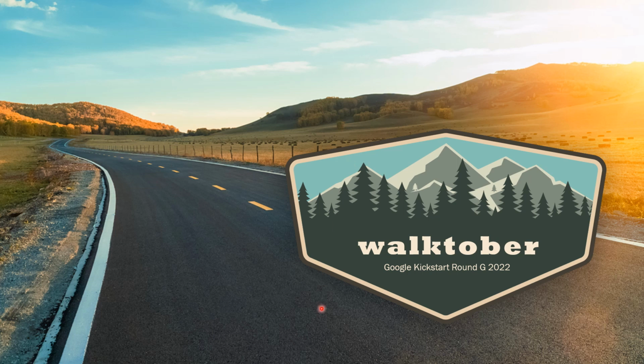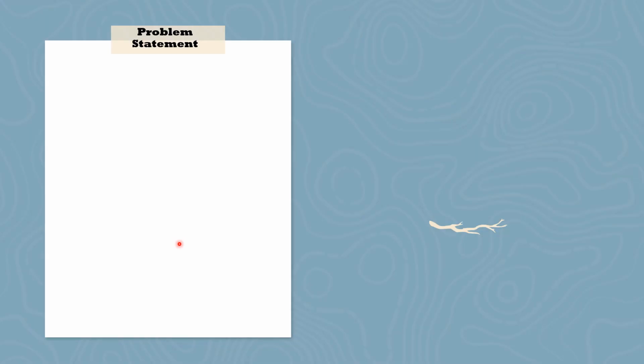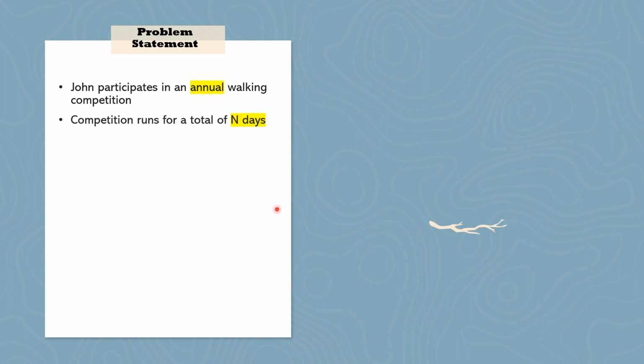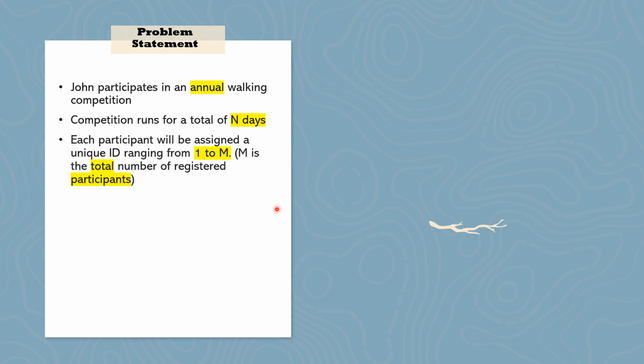So today we will discuss Google Kickstart Round G 2022 Walktober. The problem statement says that John takes part in an annual walking competition. This competition takes place for n number of days, and we have a total of m participants taking part in this competition, and everybody will be given a unique ID between 1 to n. Even John will be given an ID.